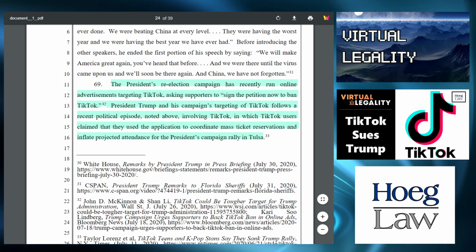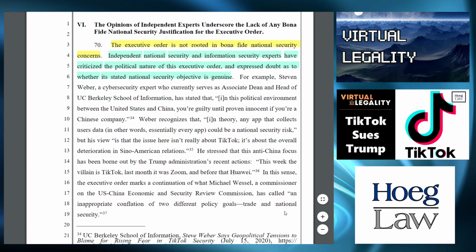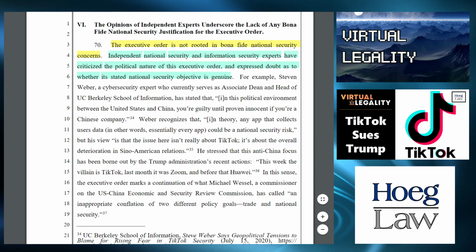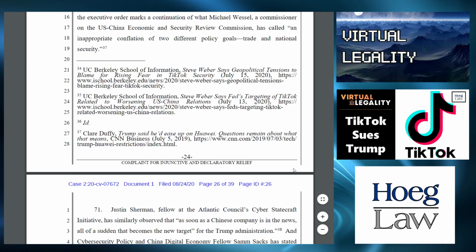They aren't fighting the CFIUS order. And so TikTok would sell to whoever wants to buy it, and whether that's Microsoft or Oracle or anybody else that we've heard in the news is potentially rumored to purchase this company, move forward from there. Then you have TikTok's arguments, as I said, about other individuals. The executive order is not rooted in a bona fide national security concern. Independent national security and information security experts have criticized the political nature of the executive order and expressed doubt as to whether its stated national security objective is genuine, and they give a bunch of quotes on that.